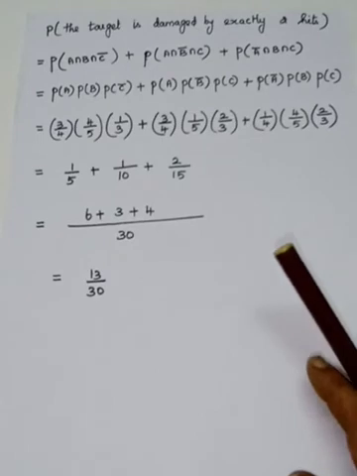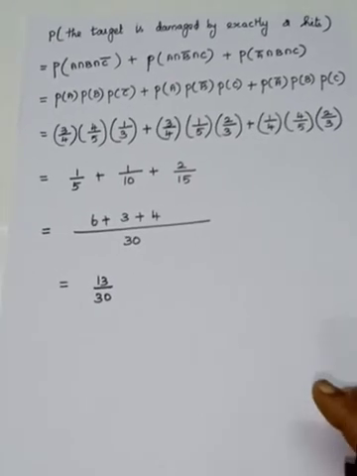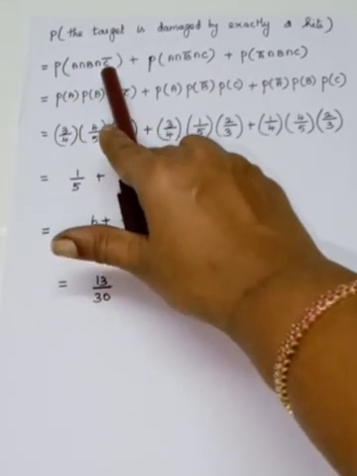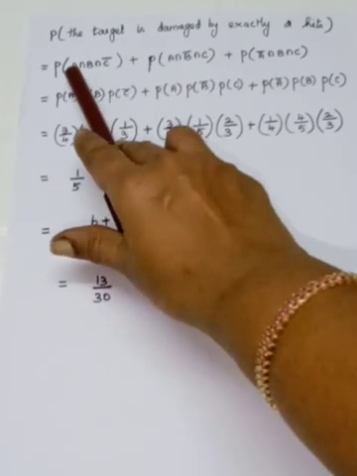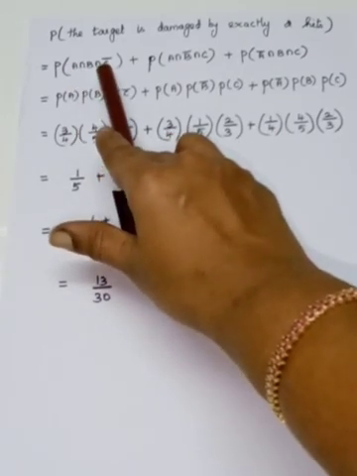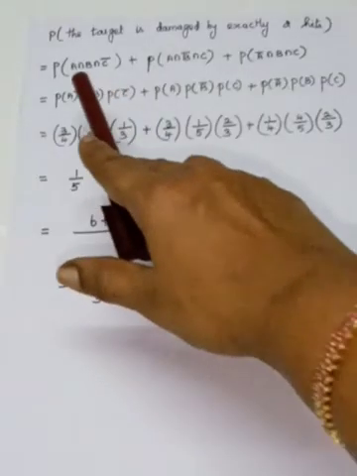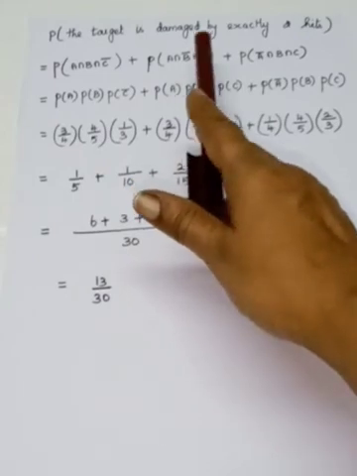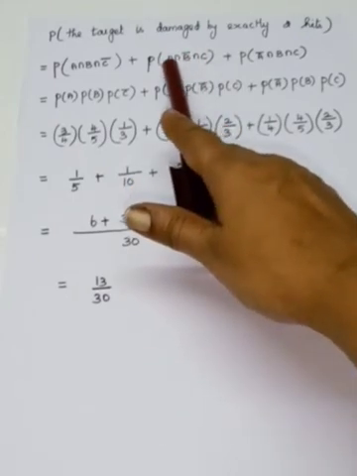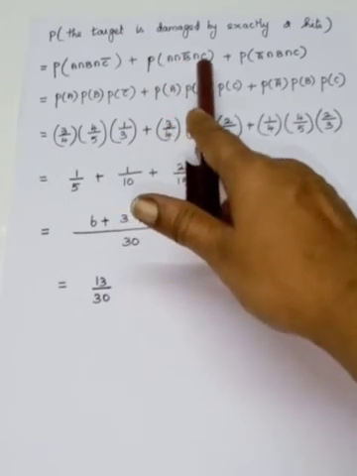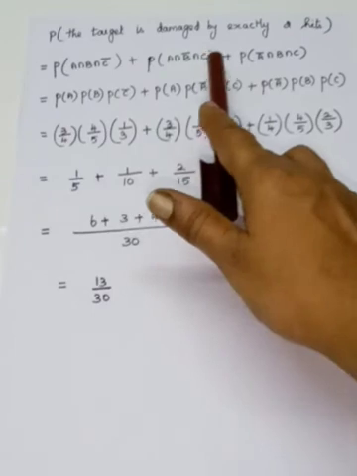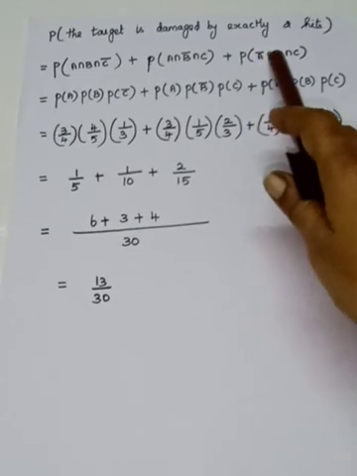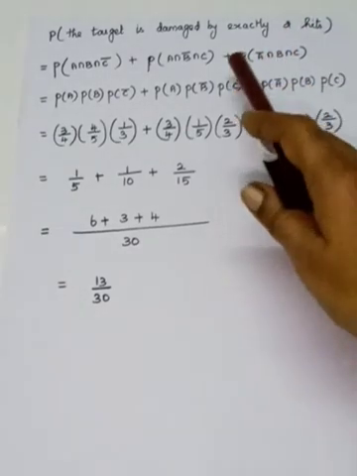So exactly 2 persons hit the target. That means here we have to say A and B hit the target means C should not hit it. So A intersection B intersection C bar, for that you have to find the probability. A and B hit the target, or otherwise A and C can hit the target and B should not. So therefore it is A intersection B bar intersection C, whose probability has to be found. Or B and C hit the target, A should not hit the target. So therefore A bar intersection B intersection C, whose probability has to be found out.